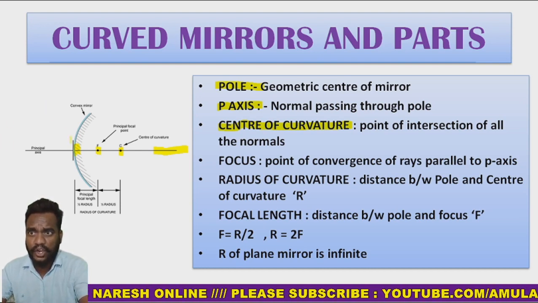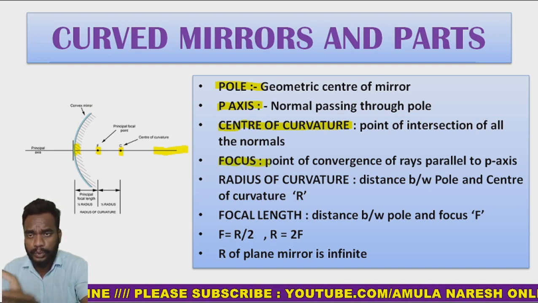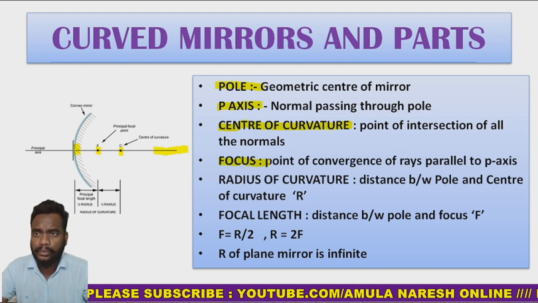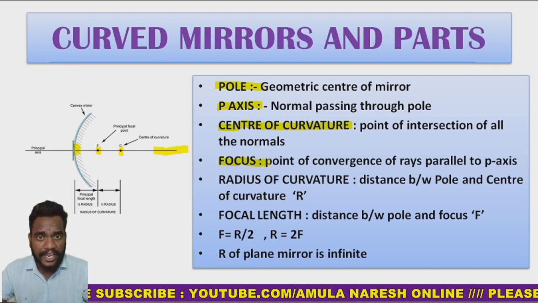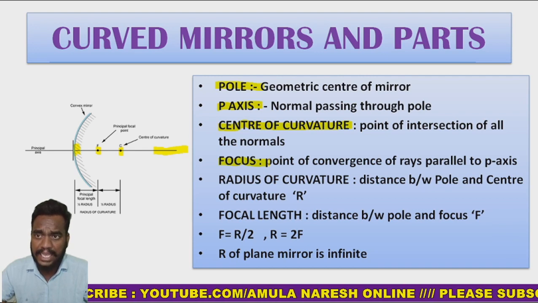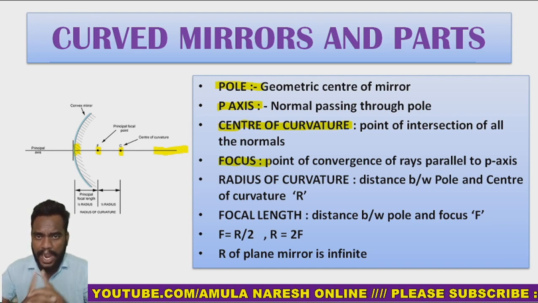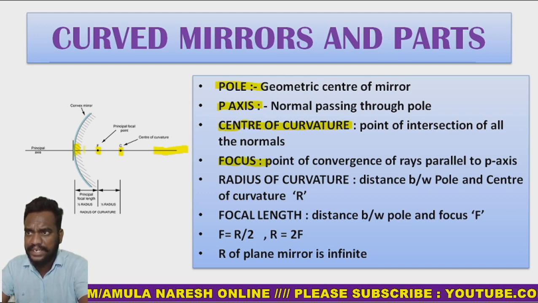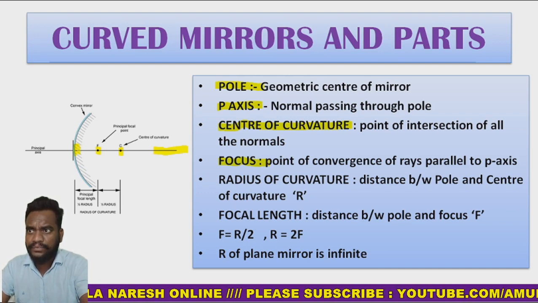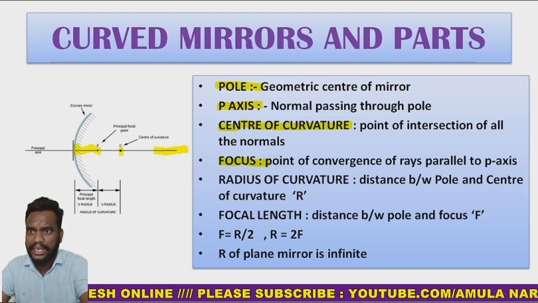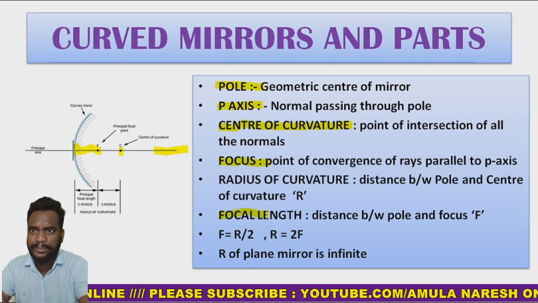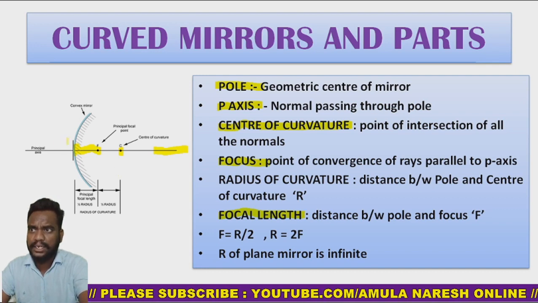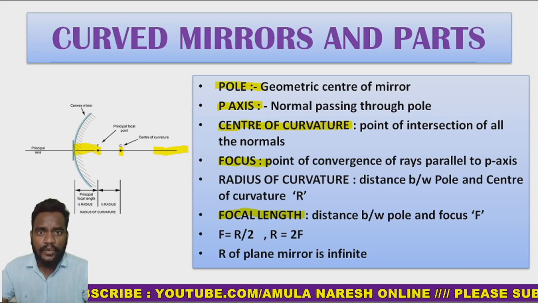So focus is a point of convergence or divergence of a beam parallel to the principal axis. Now, what is radius of curvature? Radius of curvature is determined as the distance between the pole and the center of curvature of a mirror. For example, the distance between this pole and the focal point is called the focal length. Focal length is the distance between the pole and the focus, that is, the focal point. This is called the focal length.